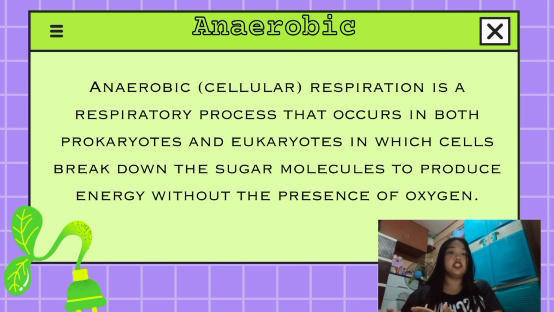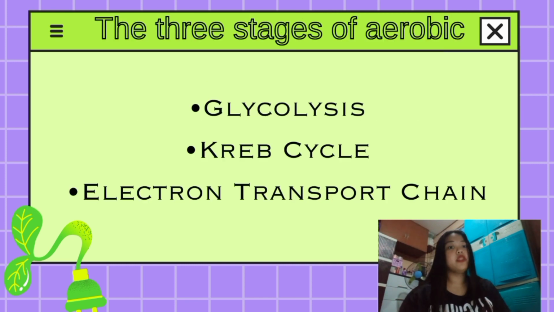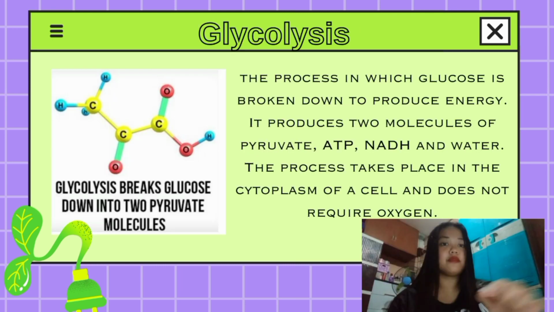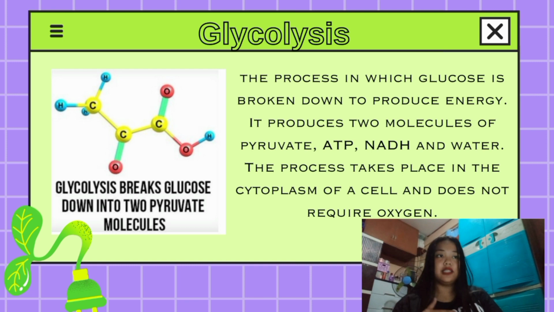Let's go with the three stages of aerobic and anaerobic cellular respiration. The first phase is glycolysis, the second phase is the Krebs cycle, and the last phase is the electron transport chain. Glycolysis is the first phase of cellular respiration. It is the process in which glucose is broken down to produce energy. It produces two molecules of pyruvate, ATP, NADH, and water.